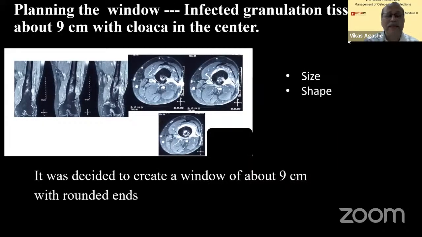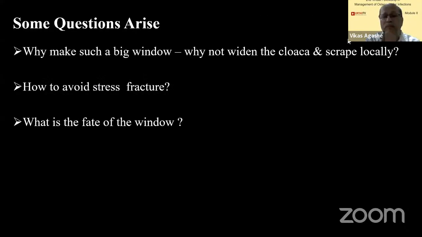So in this case, after going through the images well, we decided to create a window of about 9 centimeters. And next, please. Now the question again, why make such a window? Why not widen the cloaca and scrape locally? How to avoid stress fracture? And what is the fate of the window? Next, please.